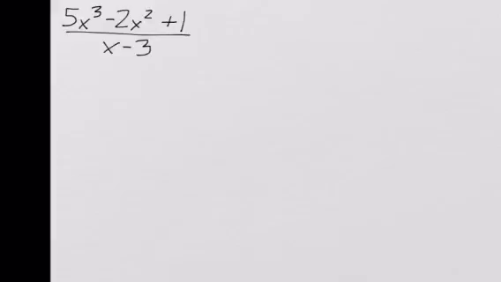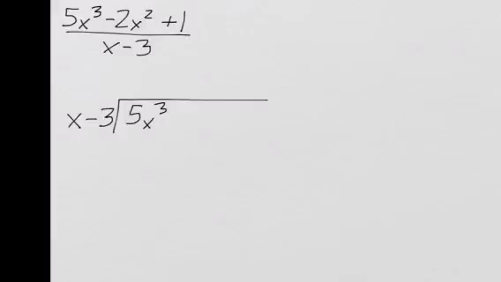So the first method we're going to do is traditional long division. So we put x minus 3 in front, 5x cubed minus 2x squared plus 1. And what we're going to do is divide the leading terms. So we have 5x cubed and x, so that's going to give us a 5x squared. And then we need to multiply that 5x squared by the x minus 3.